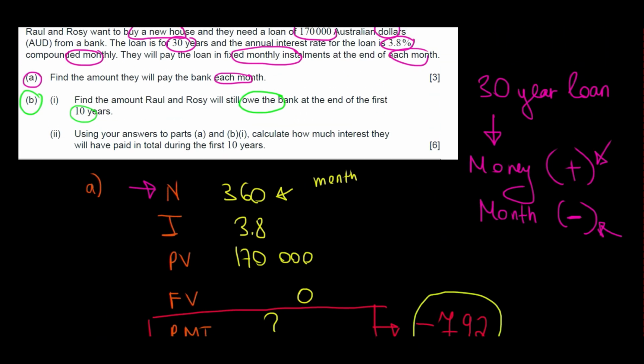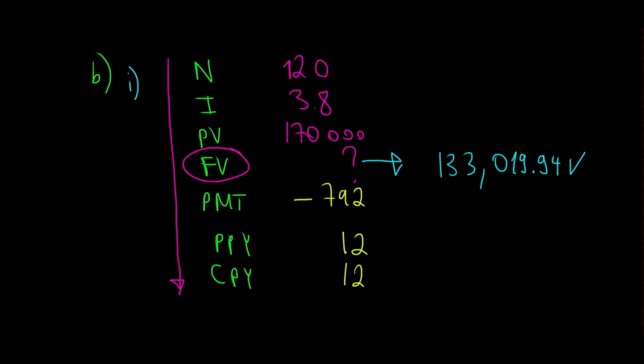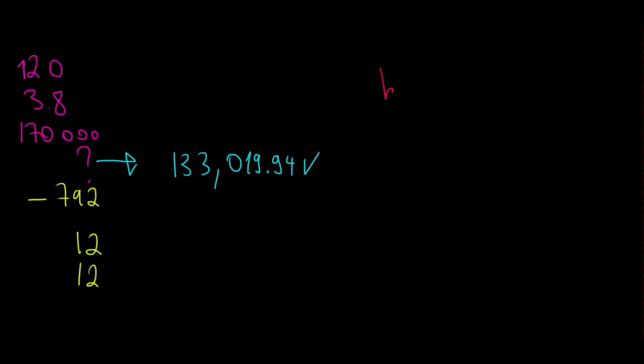Let's have a look at part B, II. So the second part. Using your answers to part A and part B I, calculate how much interest they will have paid in total during the first 10 years. Start doing some calculations for B II. When it comes to the interest payment, you have to understand what's going to be the interest payment. You have to have a bit of a sketch, a bit of an imagination of what to expect.